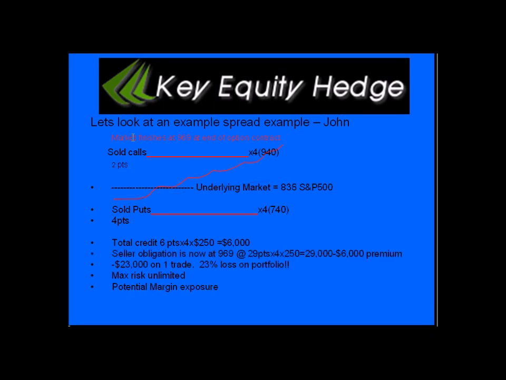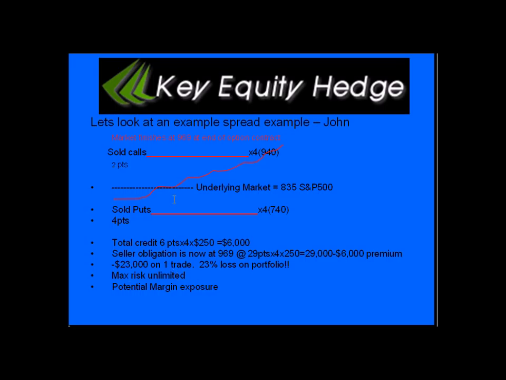Let's have a look at what happens if the market actually finishes at around about 969 at the end of the option contract. Well, it's not good news for John, because John decided that he was going to save a bit of money on buying any type of outside protection, so buying any calls or puts, and that would obviously give him a higher premium that he brings in. But what he's done there is he's exposed himself to unlimited risk and potential margin pressure.